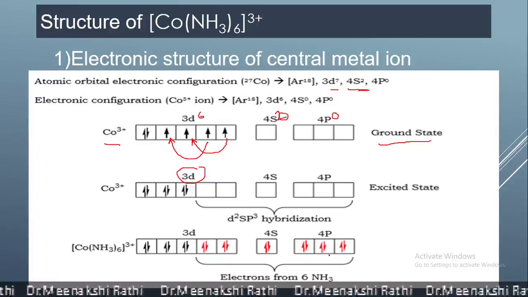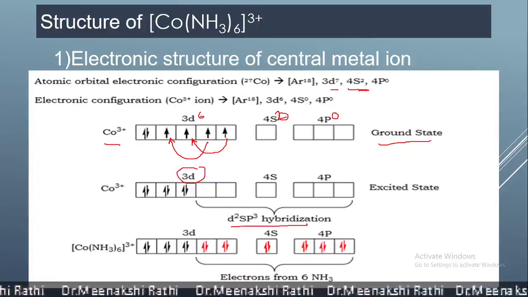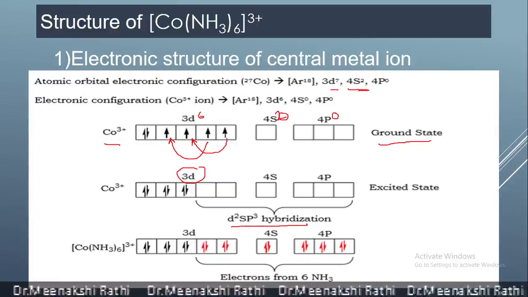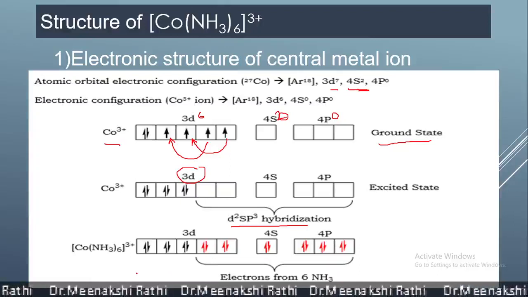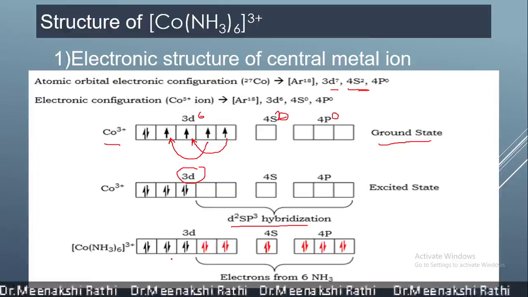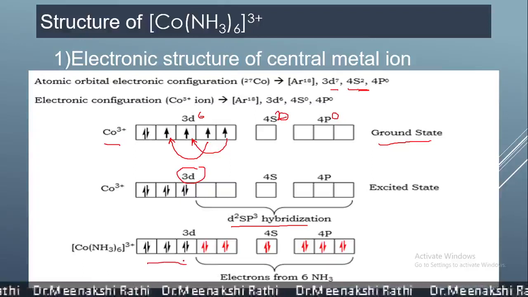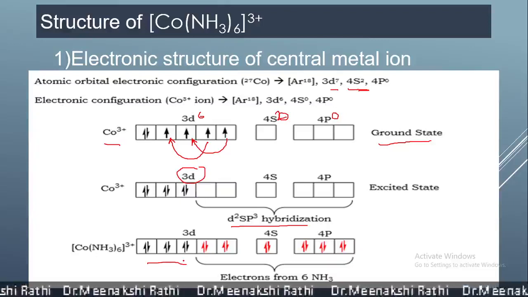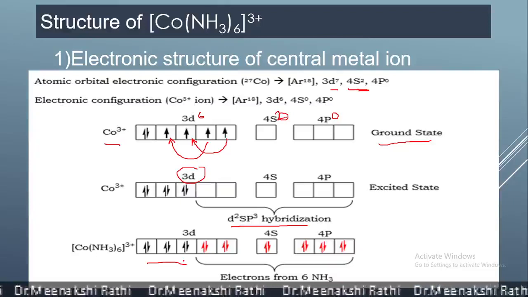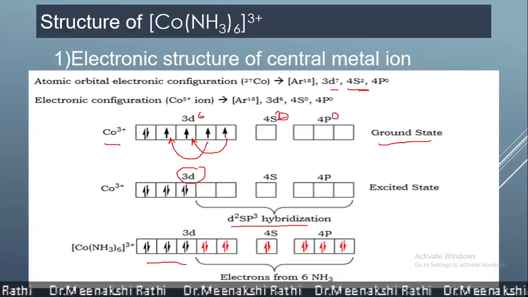So, in hexaamine cobalt, the hybridization is d2sp3 and its geometry is octahedral. Here, in hexaamine cobalt complexes, all electrons are paired. In the 3d orbital, all electrons are paired. No unpaired electrons are there. So, it is diamagnetic in nature and its magnetic moment is 0.